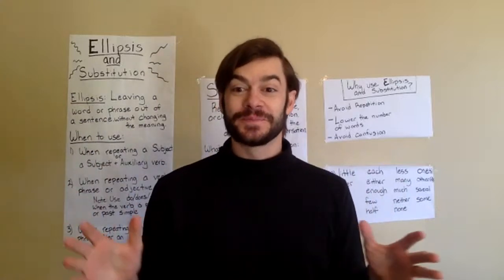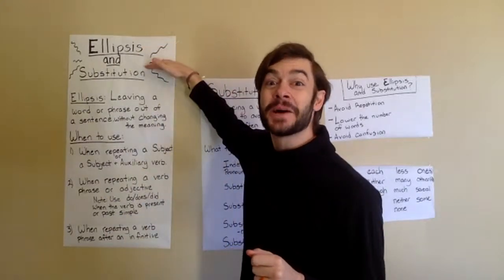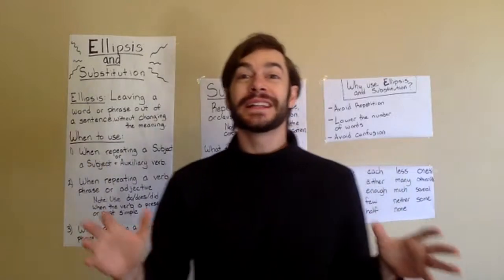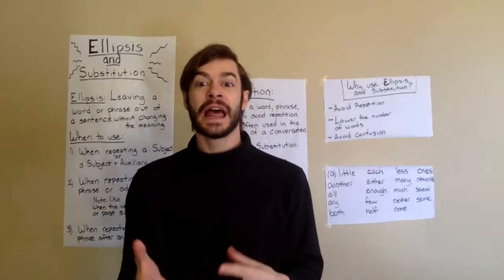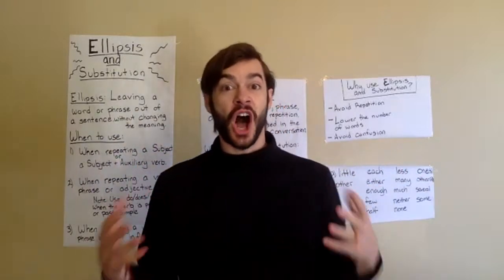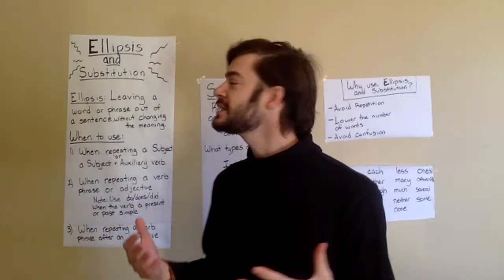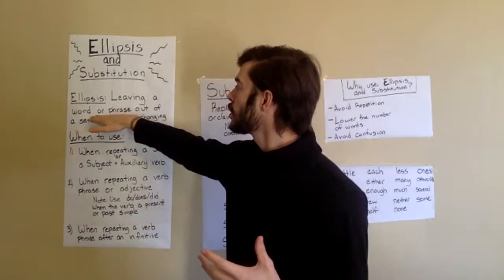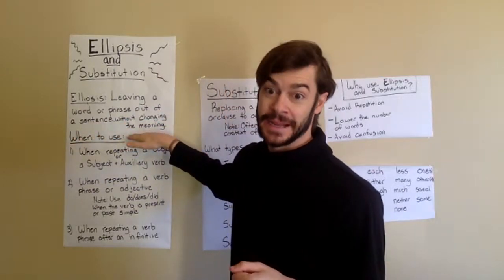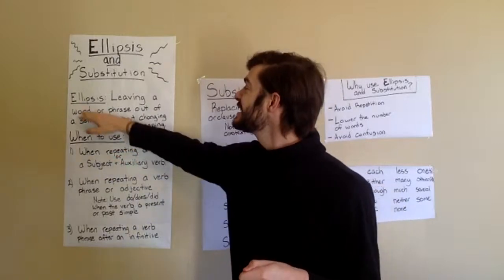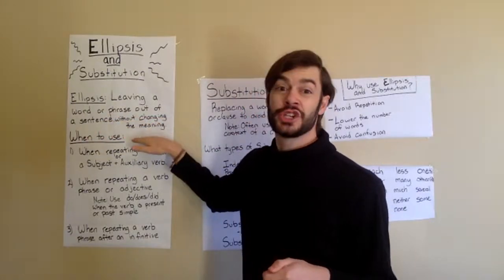All right, so today we are going to talk about ellipsis and substitution. Okay. So ellipsis and substitution. This is a form of writing or speaking that we do very, very often in English. When we talk about ellipsis, it is leaving a word or phrase out of a sentence without changing the meaning. Okay? So this is leaving a word or a phrase out of a sentence without changing the meaning.